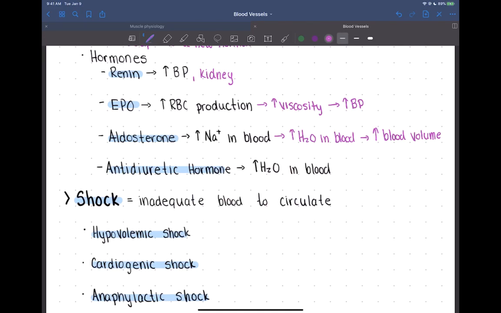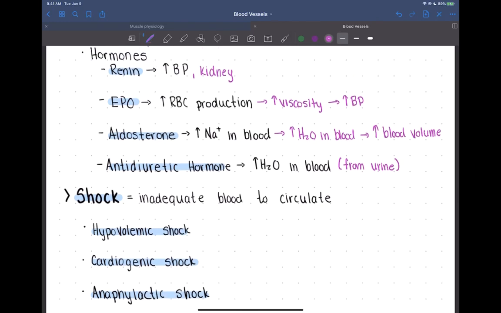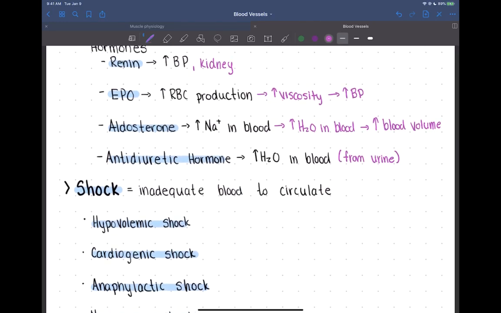Okay, and then our last hormone is antidiuretic hormone, ADH. Okay, so ADH is just going to simply add water to the blood, right? It actually adds aquaporins into the kidney, so water can move from the urine back into the blood. All right, so it's to the blood from the urine is actually what's happening here. So that's going to, again, increase blood volume, which increases blood pressure. Okay, so these are 4 hormones that can act to increase blood pressure.